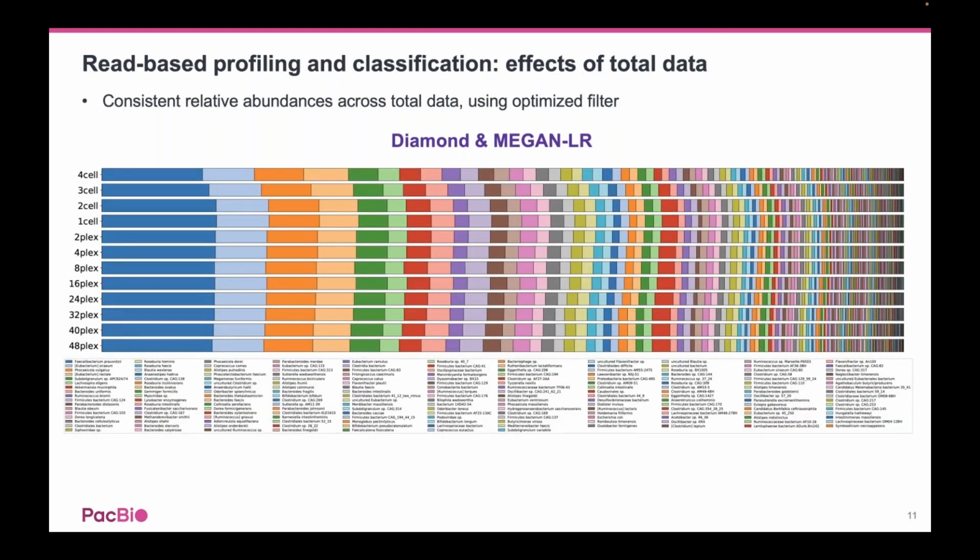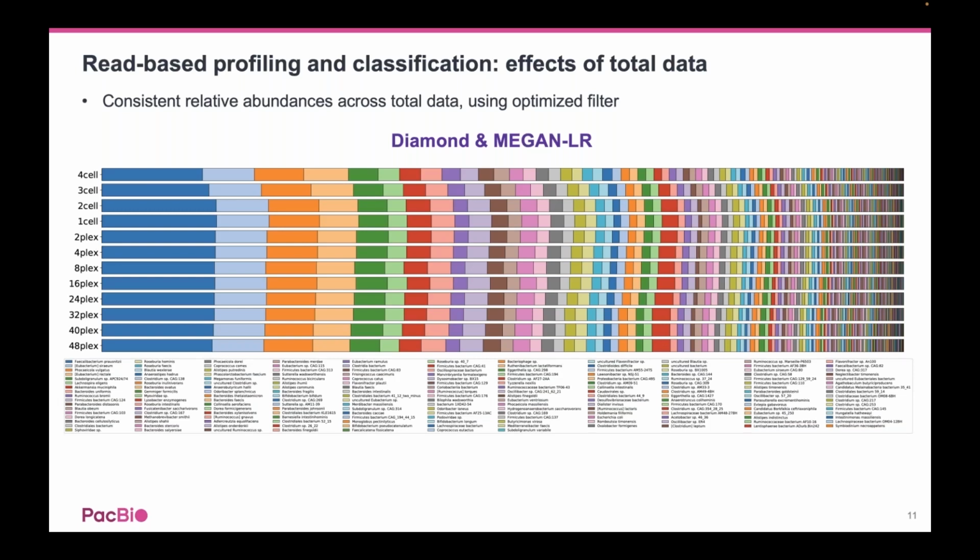So what are the effects of total data? For this, I use the artificially downsampled data set, and I use the Diamond and MEGAN pipeline to investigate this. So I have 4 cells of data down to a 48 plex. So this represents 90 gigabases down to 0.5 gigabases. What was really interesting to see is that not only did I detect the same number of species, but also really consistent relative abundances too.